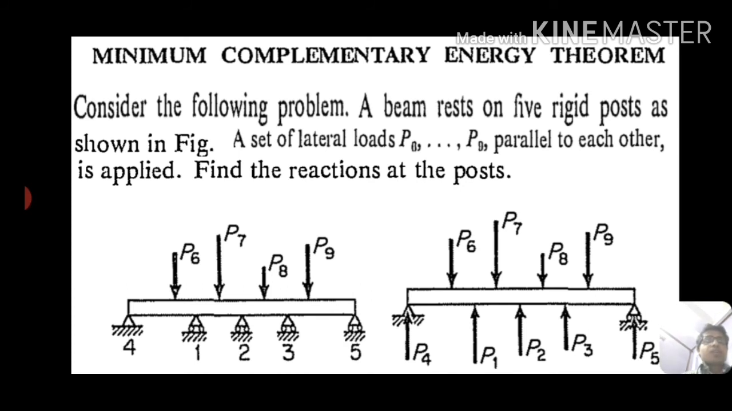Now our attention shall be limited to the set of points 1, 2, 3, 4 up to 9 on the beam. The set of forces P1, P2, P3 ... Pn acting at these points and the corresponding displacements U1, U2, U3 ... Un in the direction of these forces.